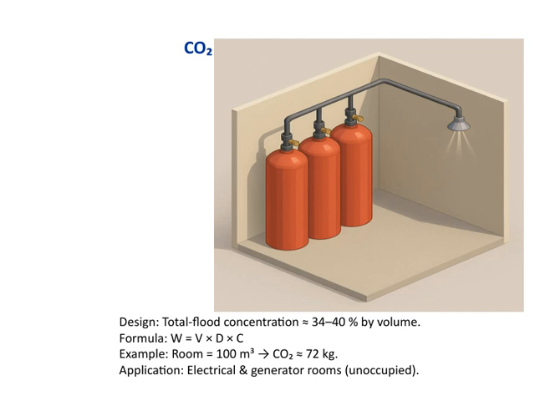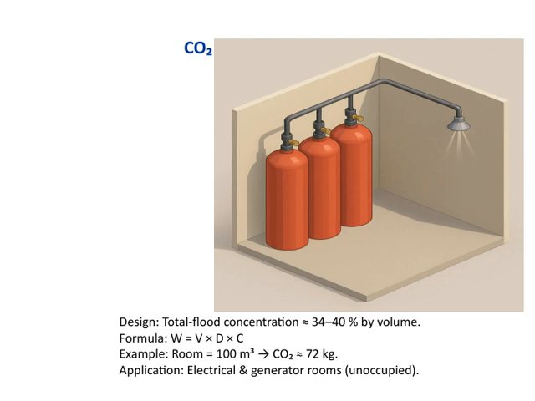To understand how much CO2 we need, we use a simple formula. W equals V times D times C here. W is the weight of CO2 required, V is the volume of the space, D is the density of CO2, and C is the desired concentration percentage. For example, if we have a room with a volume of 100 cubic meters, the amount of CO2 needed would be approximately 72 kilograms. This calculation helps ensure we have the right amount of extinguishing agent on hand.